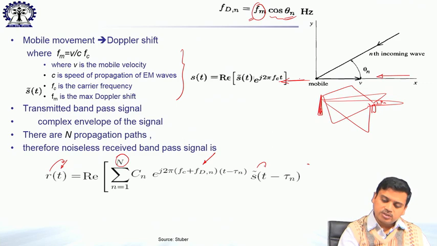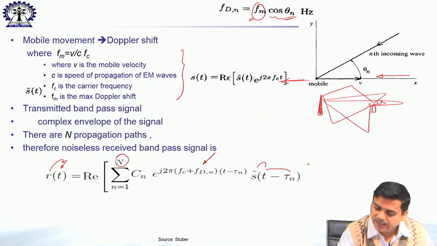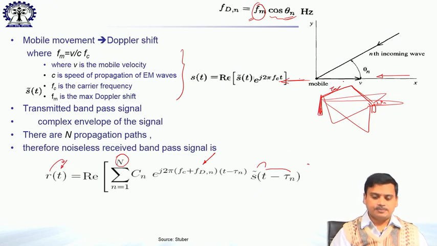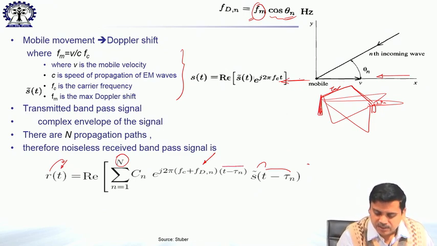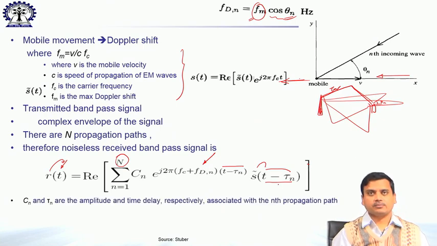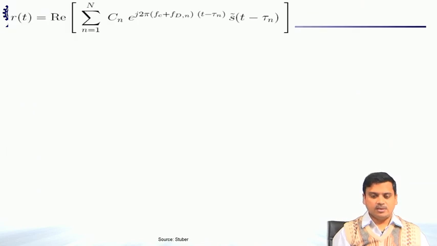the original source symbol, but it must have started at a time tau units before the present time. If it starts at time tau n units before, that means it has taken a propagation time of tau n corresponding to the delay associated with that particular path, and hence we have t minus tau n replacing t in all the equations. So, we proceed with this. So, that is basically the signal structure.